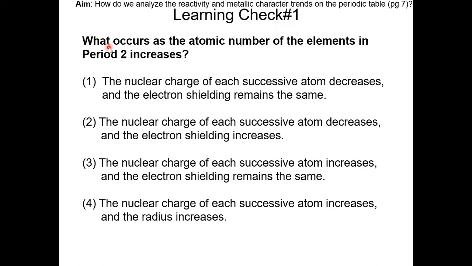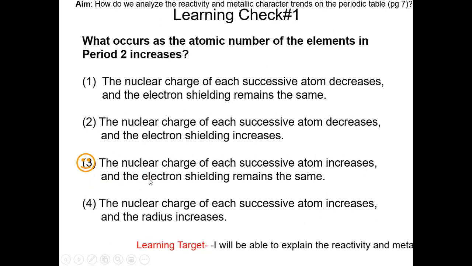Learning check number 1. What occurs as the atomic number of the elements in period 2 increases? Pause this video and resume once you have the answer. Okay, this is based off what we just did, so the answer is choice 3. Keep in mind, nuclear charge means atomic number. So if the atomic number is increasing across period 2, nuclear charge should also be increasing. Electron shielding is the inner electrons. If you look at period 2, they all have the same number of inner electrons, which is 2 inner electrons. So the best answer is choice 3.